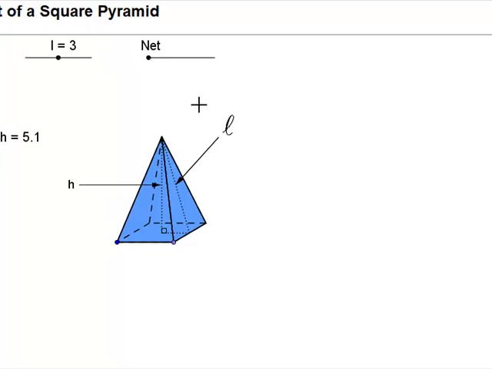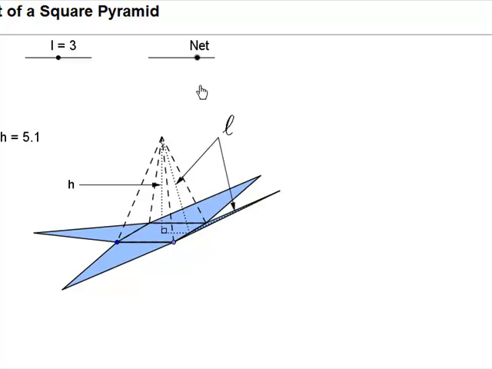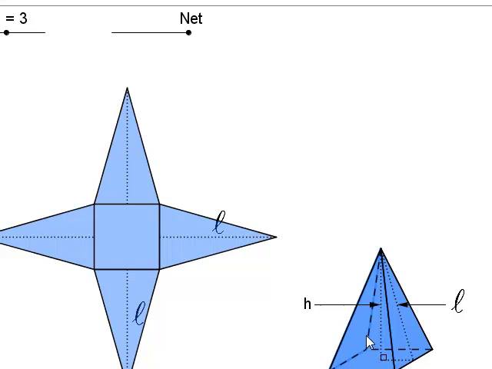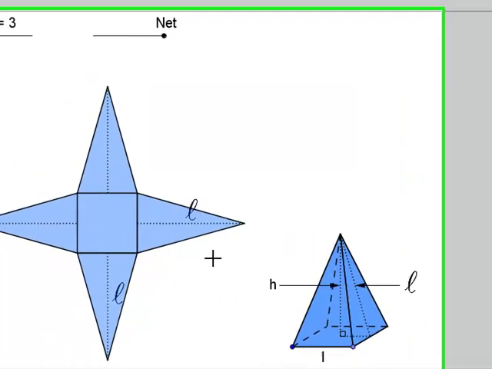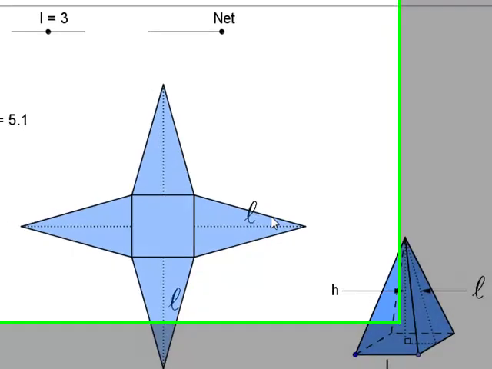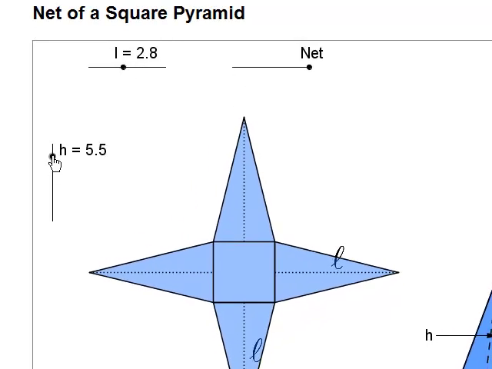Next we'll take a look at a pyramid. And as you can see here, this will open out into a sort of star shape. And the important thing to realize here is the difference between the perpendicular height of the pyramid and the slanted height, L. And you need to know how these correspond to the net. You can see the perpendicular height along the center here of each triangle, and the slanted height of the pyramid corresponds to the side of the triangle here. And we can adjust lengths and the height and so on.